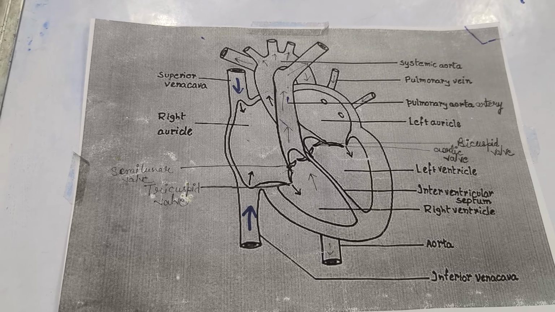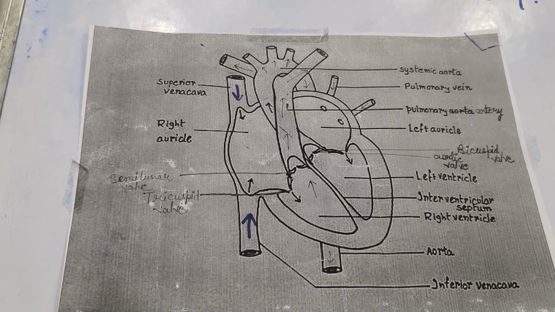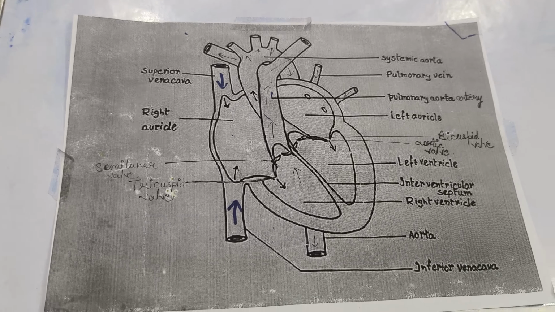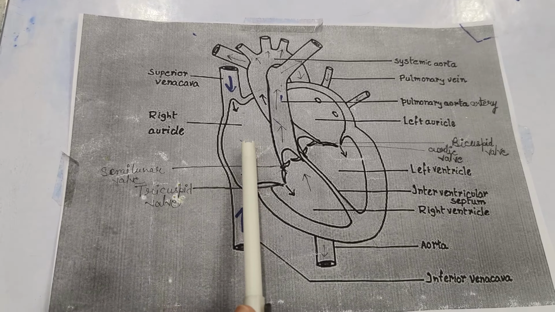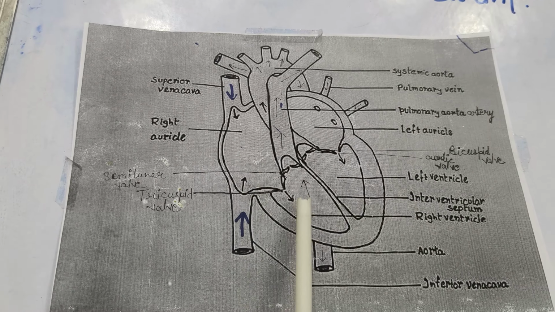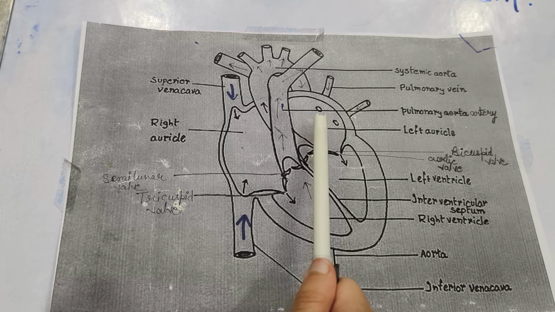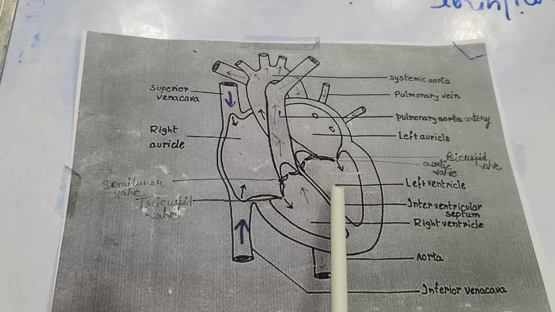Hello everyone, as you know, we previously discussed the rough sketch of heart. So now we're directly moving on to the biological diagram of heart. So let's start. This is the right atrium and this is right ventricle. This is left atrium and this is left ventricle.